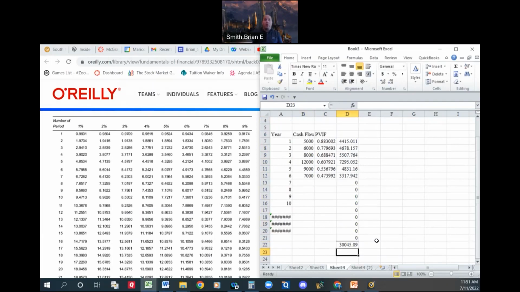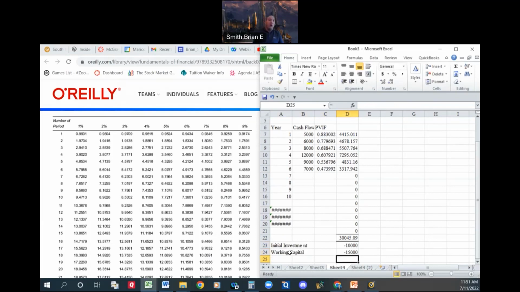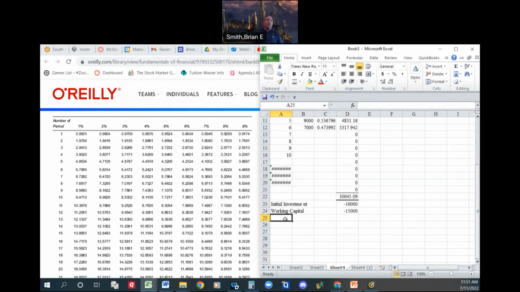And now we have a model. Okay, now we're working with a model where we could have initial investment, and then we would have working capital, and then you could put those in. Remember, you're putting those in as a negative. And then you would have net present value. And you're looking like this is a good project.